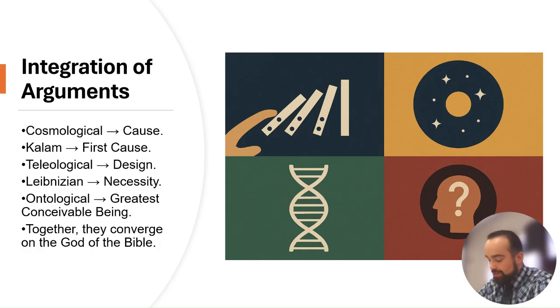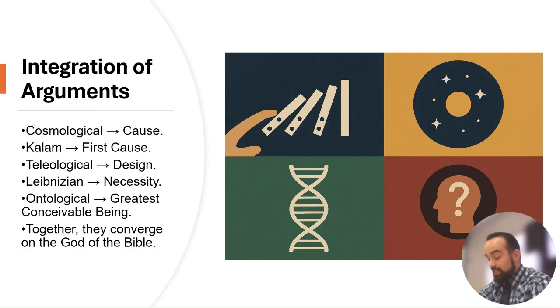In these arguments from cosmology, we have seen how the universe must have a sufficient cause, an ultimate beginning or first cause, a greatest conceivable being that exists in the imagination and in reality, an intelligent designer, as well as a necessary explanation for existing that lies beyond itself. Taken together, the cosmological, teleological, Leibnizian, and ontological arguments converge to point not only to a first cause or designer, but to an eternal, self-existent, personal God of Christian theism who is revealed in Scripture and supremely in Jesus Christ.